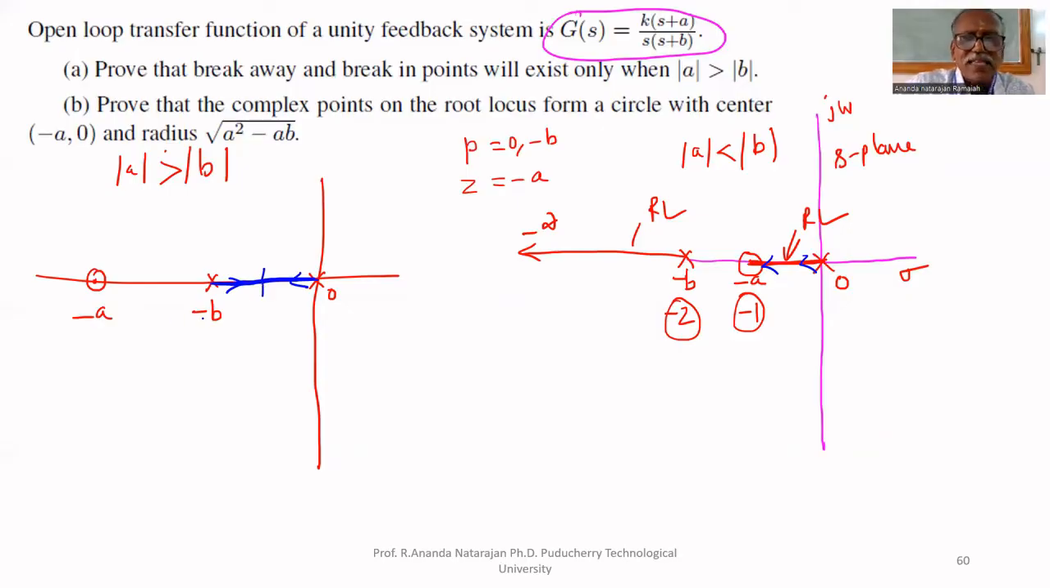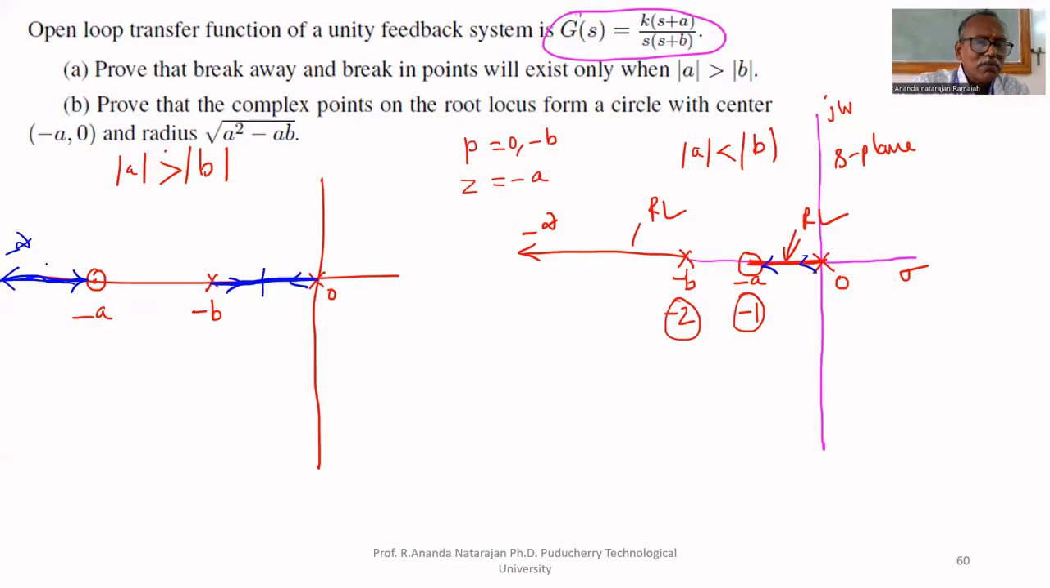And between minus A and minus B, as usual, no root locus. But after minus A, all points up to infinity are part of root locus. But both are endpoints. Infinity is also an endpoint. This minus A is also an endpoint.